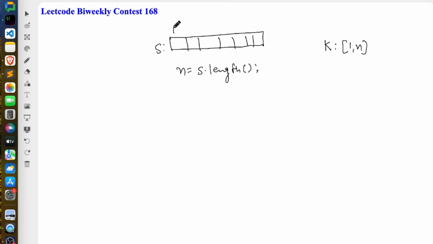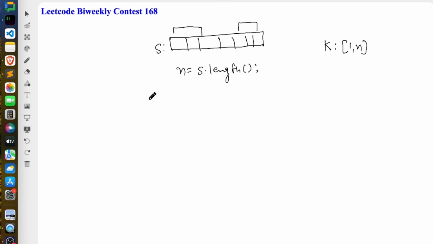Let's say this is your given string s. Let's say its length n is nothing but s.length, right? And we have to pick an integer k from 1 to n, and we can either reverse the first k characters or the last k characters. And out of all those possibilities, we have to return the minimum possible string.